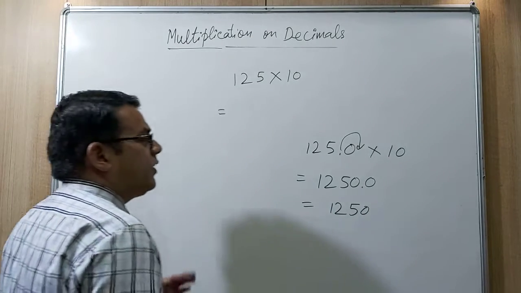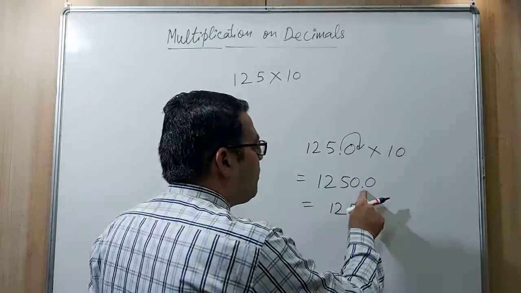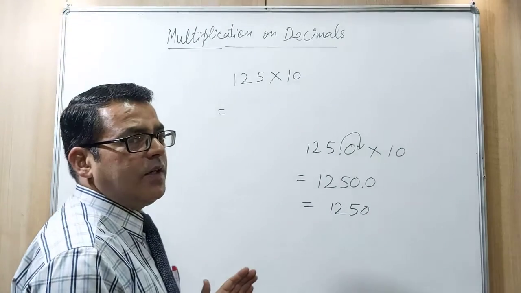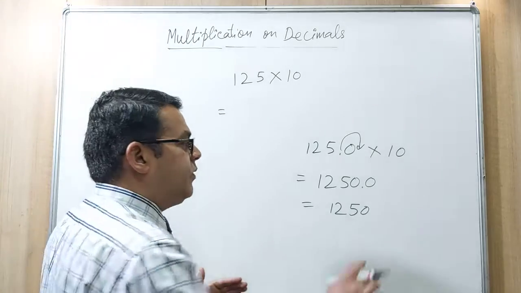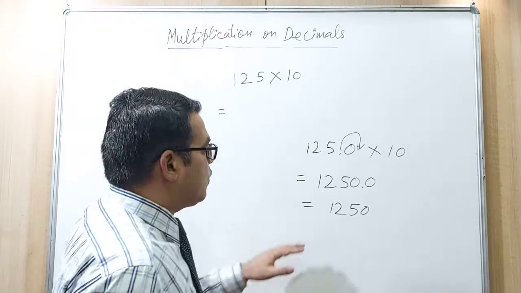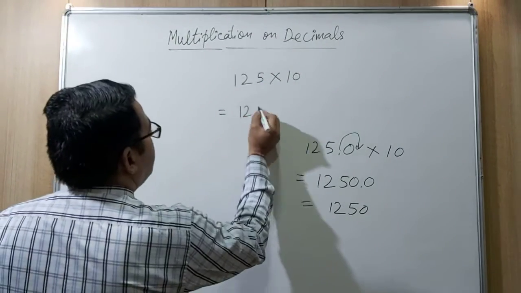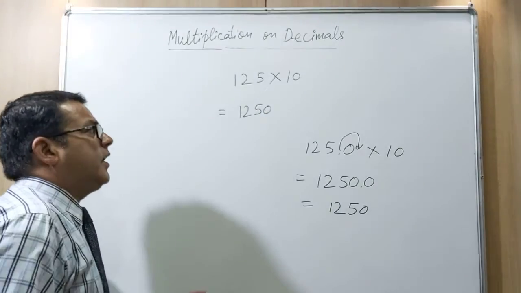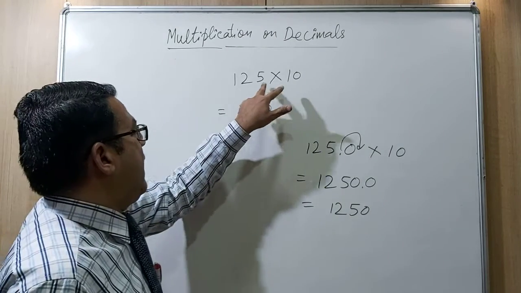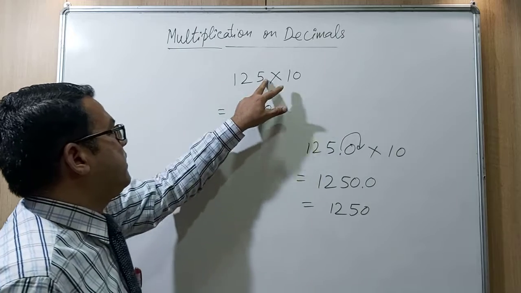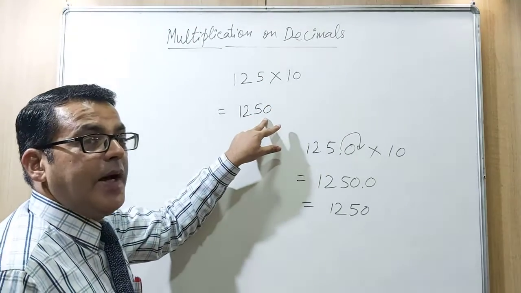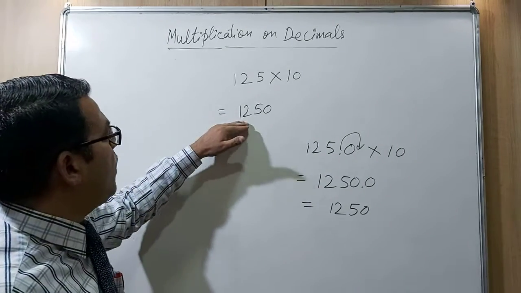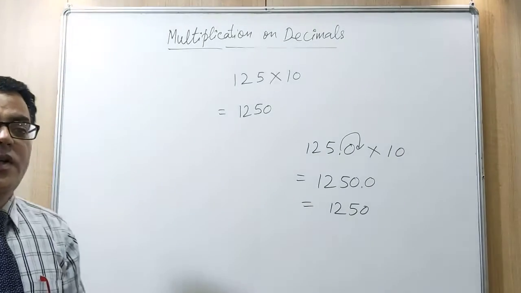So we can write here only 1250, since we know that after the decimal point, if only 0 is there, I am not talking about non-zero digits, if 0 is there, we can leave it. So we can write here 1250, or in a simple way, we can add one zero after the last digit when we are multiplying by 10. So what we have here is 1250, right?